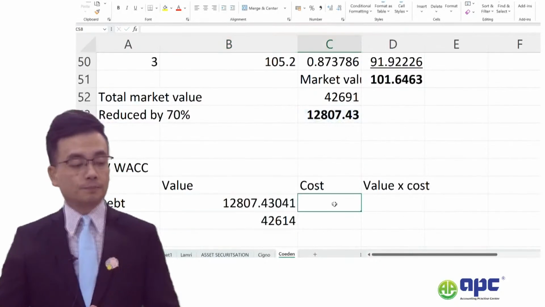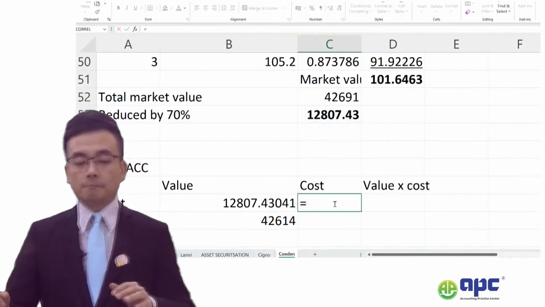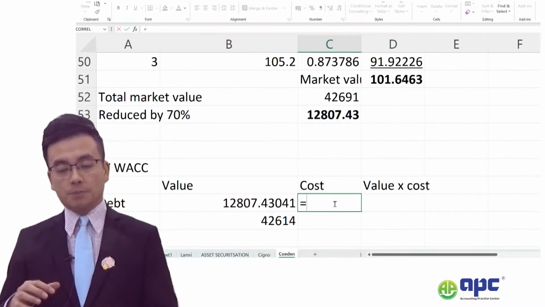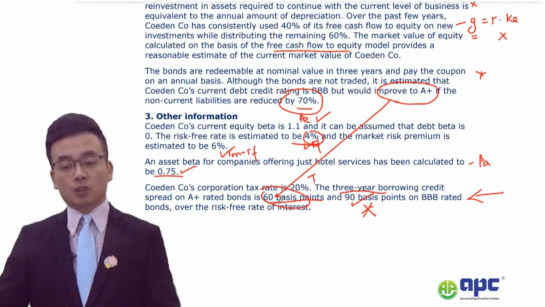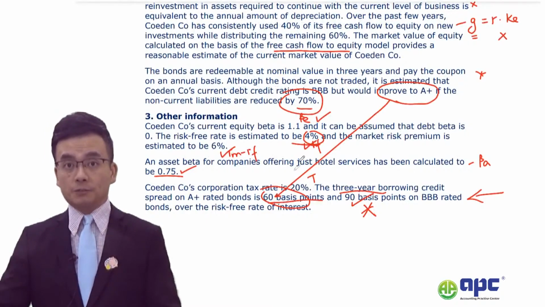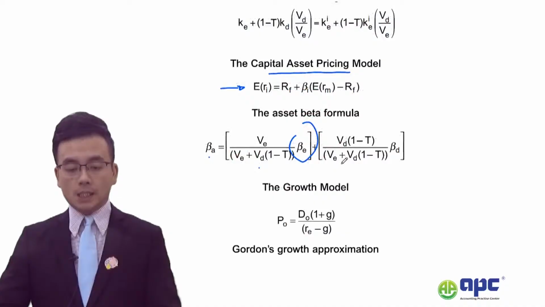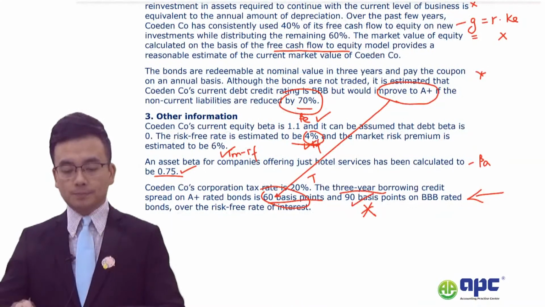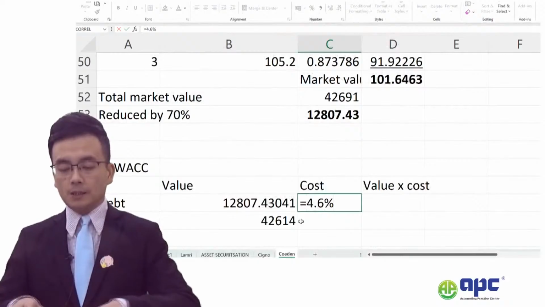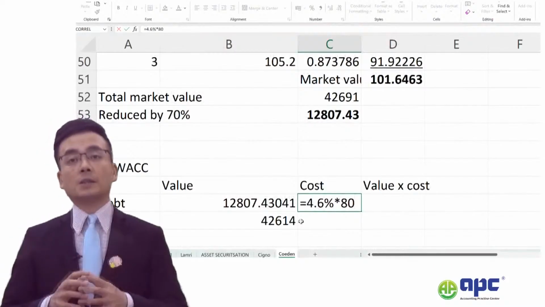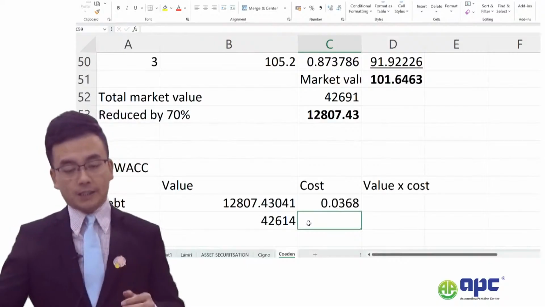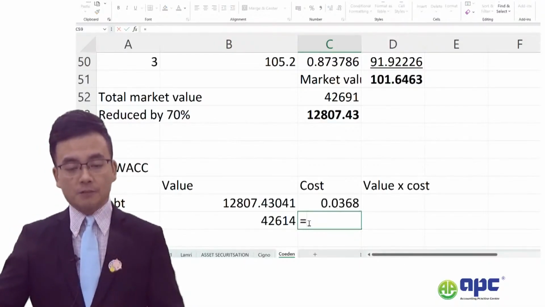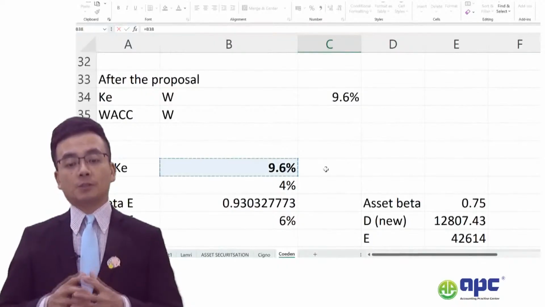How about for costs? Now, costs here, after proposal, credit rating is improved, and that's why the spread or the basis point is just 0.6% on top of 4% of the risk-free rate. Here will be 4.6% there, times by 1 minus tax rate, which means 80%. Cost of equity, on the other hand, we just calculated at the very beginning, 9.6% after proposal.